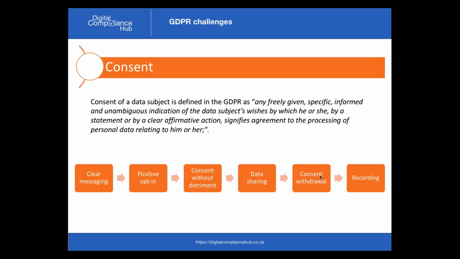There are other rules that impact telephone marketing and paper-based marketing, but nonetheless, in a consent scenario, it's clear messaging: who you are, what you're doing, why you want the data, how you're going to use it, and an affirmative action from the data subject that they wish to be marketed to.